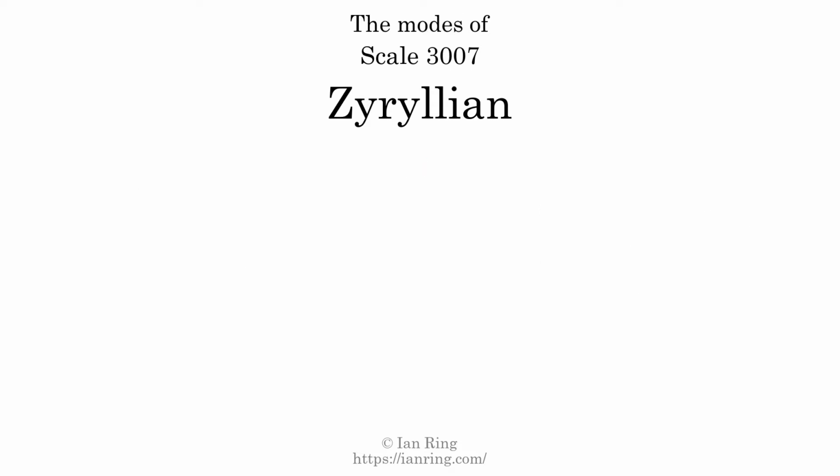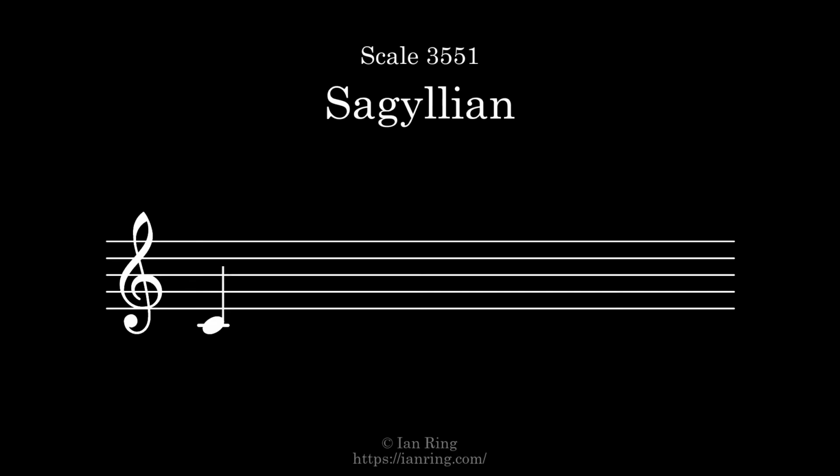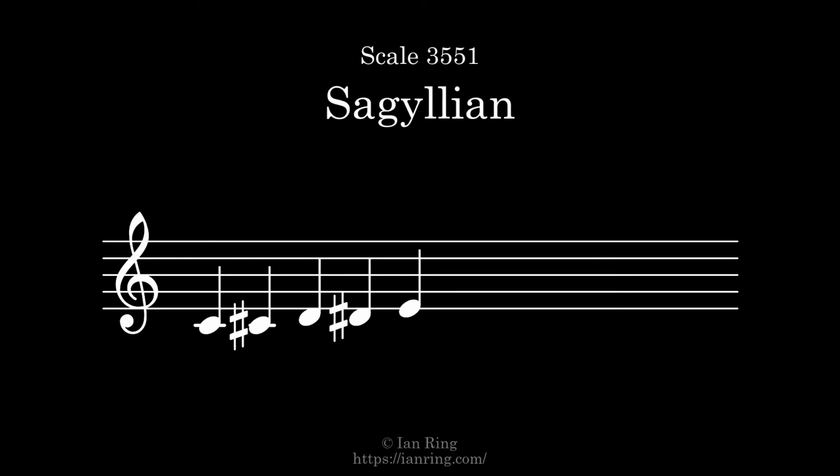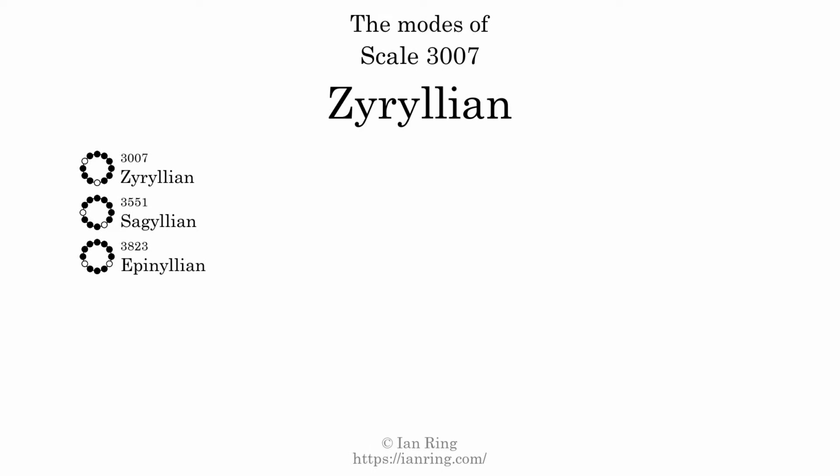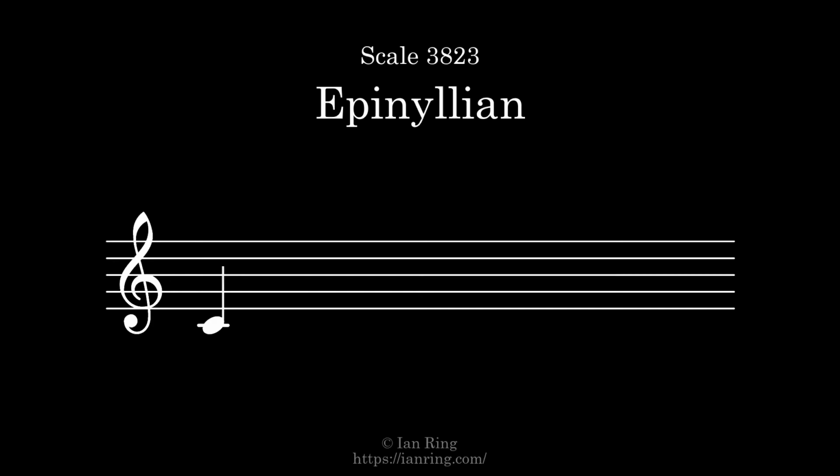This scale has 10 modes. The first mode is itself. The second mode is Scale 3551, also known as Zyryllian. It sounds like this. The third mode is Scale 3823, also known as Heteromorphisms. It sounds like this.